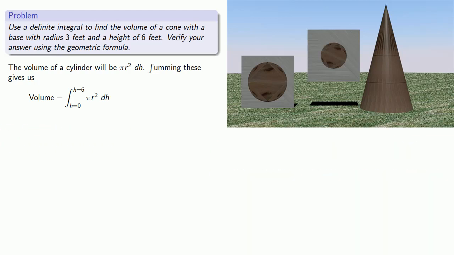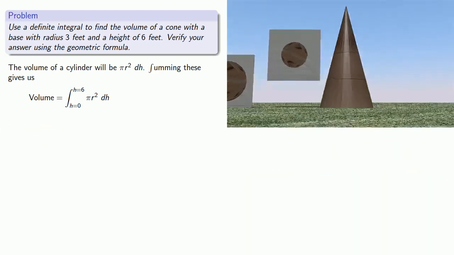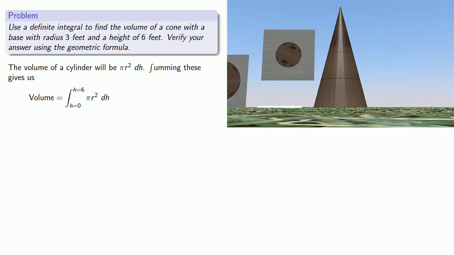So let's change our viewpoint slightly. If we throw down an x and y axis running through the base and the axis of the cone, we see that the side of the cone is actually on a straight line. And the radius of each of these cross-sections will correspond to the x value of a point on that line. So what's the equation of the line?